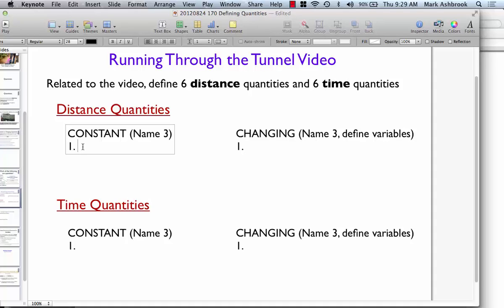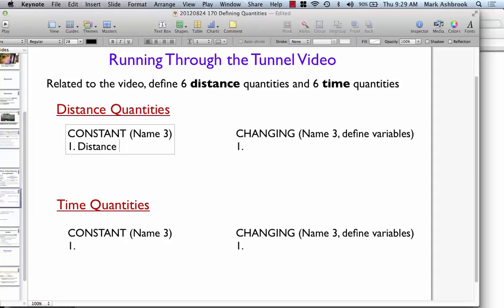Okay, let's see if we can put together a list here from you guys. All right, first one. The constant distance quantity. Go for it. Constant distance from the start of the race to the pit stop.